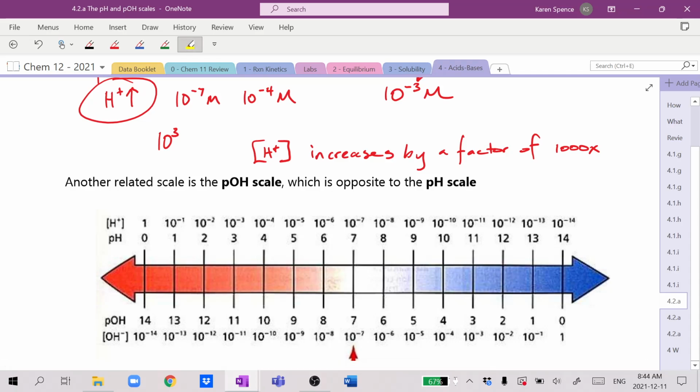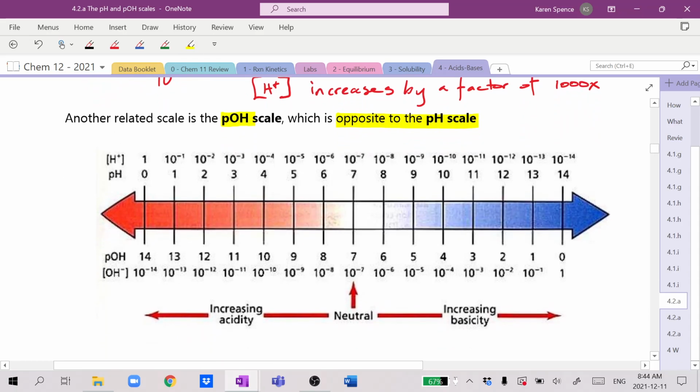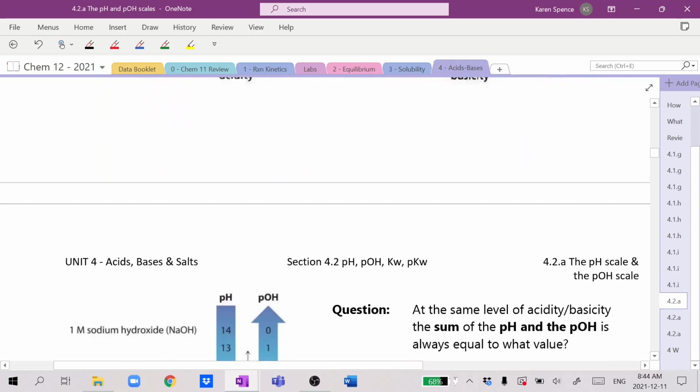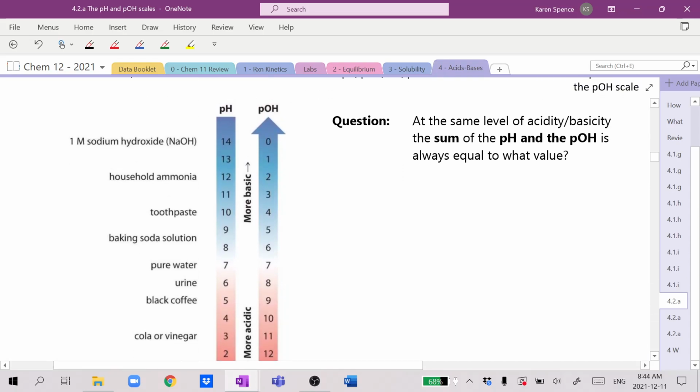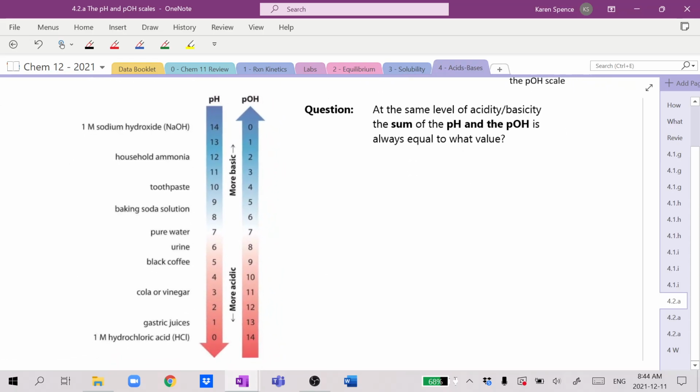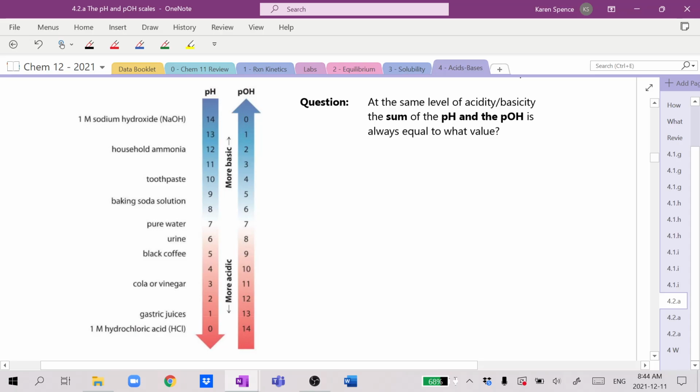Next, we have another scale, very, very similar. It is the pOH scale and is simply the opposite of the pH scale. This is a really nice one right here, so you can always come back here and refer to things as you want to. So you'll notice that as pH goes up, pOH is going down. Everything is directly reverse.